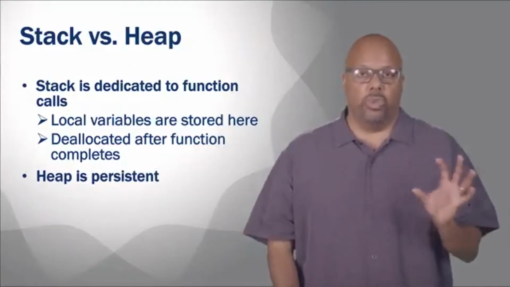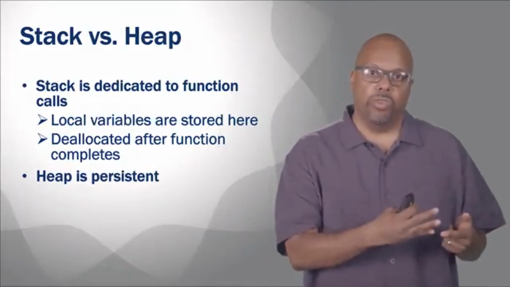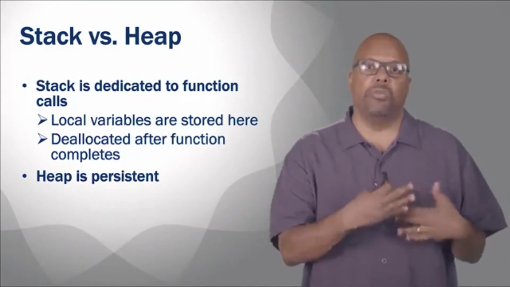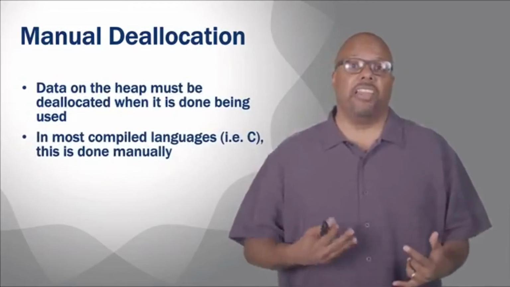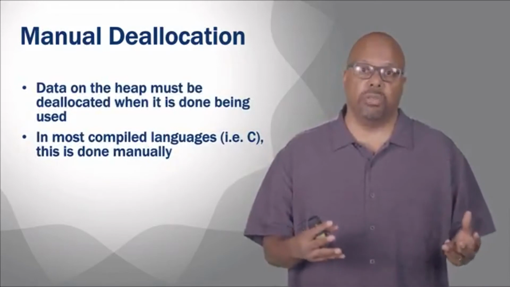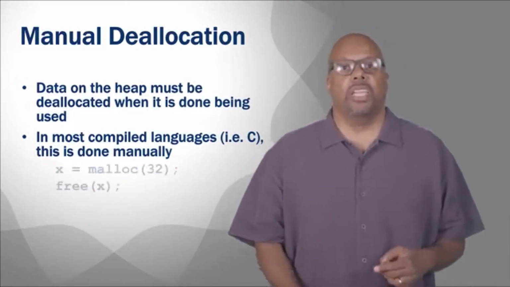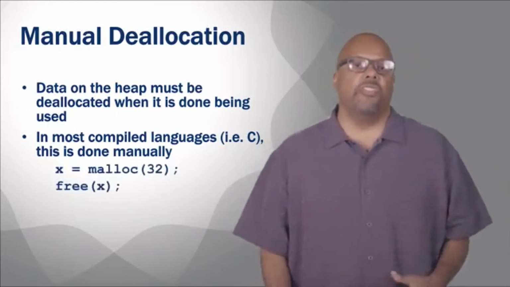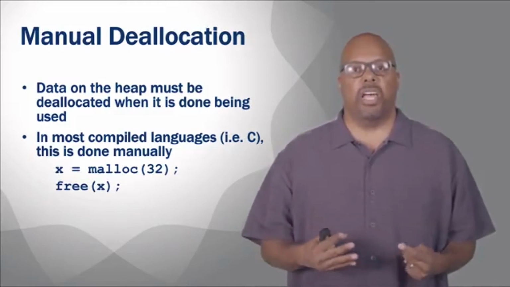Now, Go does a tweak on this, but it is still important to understand that memory variables can be in the stack, where for the most part they'll be deallocated automatically when the function is done, or in the heap, where it's persistent. If you're in another language like C, then you have to manually deallocate things on the heap. The stuff on the stack, you don't have to manually deallocate. It'll go away when the function completes. But the stuff that's on the heap, you have to explicitly deallocate. So, say you were working in C, if you want to allocate memory on the heap, you would call a function called malloc, and say x equals malloc(32).